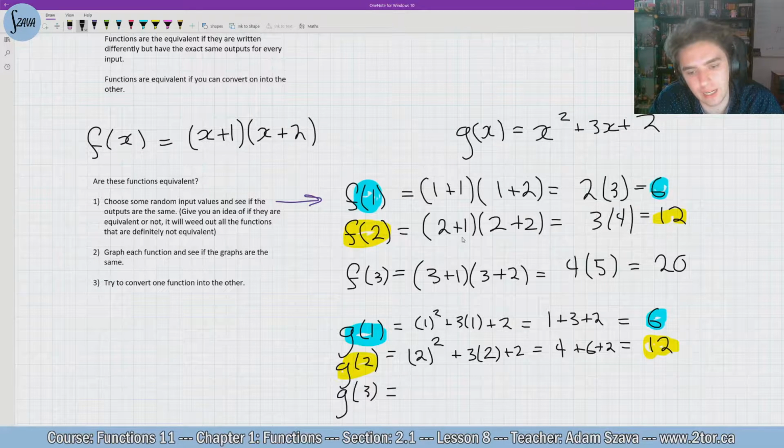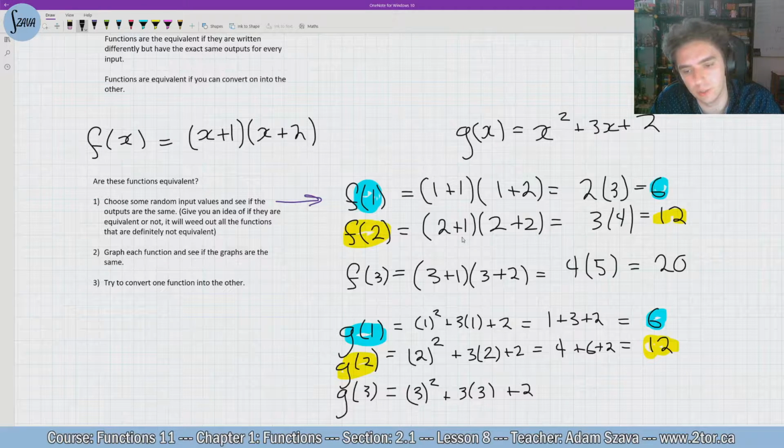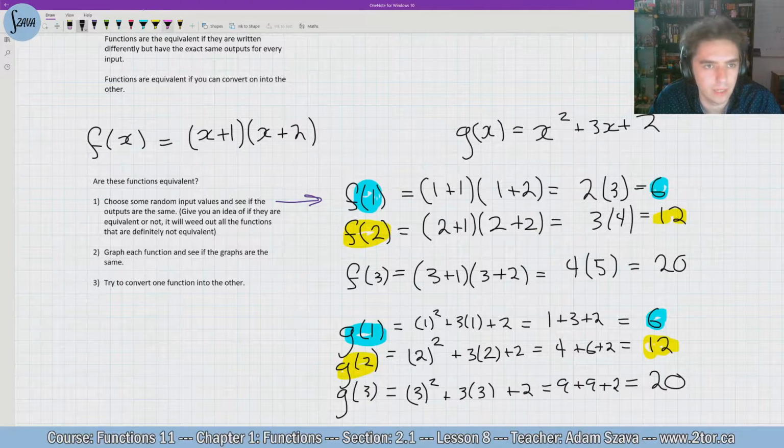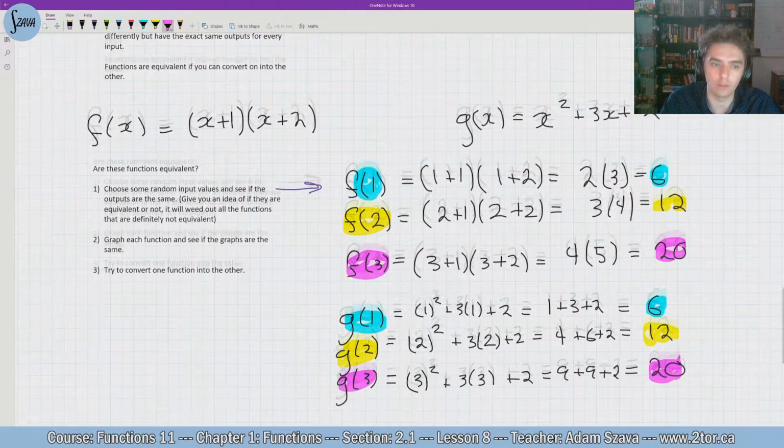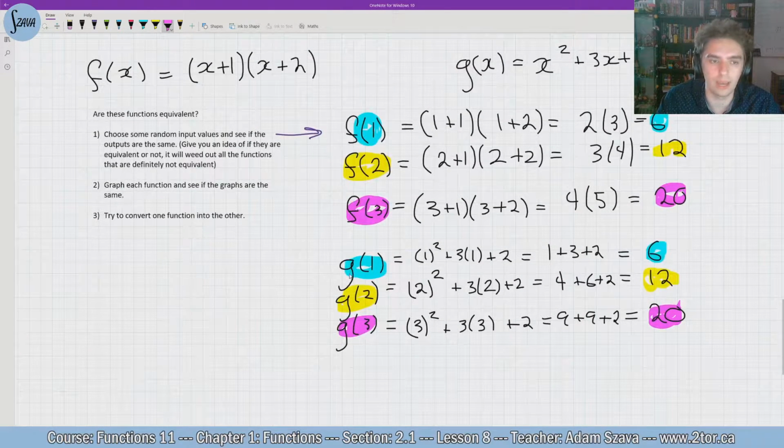Let's try g of 3. So 3 squared plus 3 times 3 plus 2 is going to be 9 plus 9 plus 2, which is 20. So f of 3 is equal to 20, g of 3 equals 20. So far, that's giving us a good idea that these two functions are equivalent. Okay, but let's try to verify this even more.